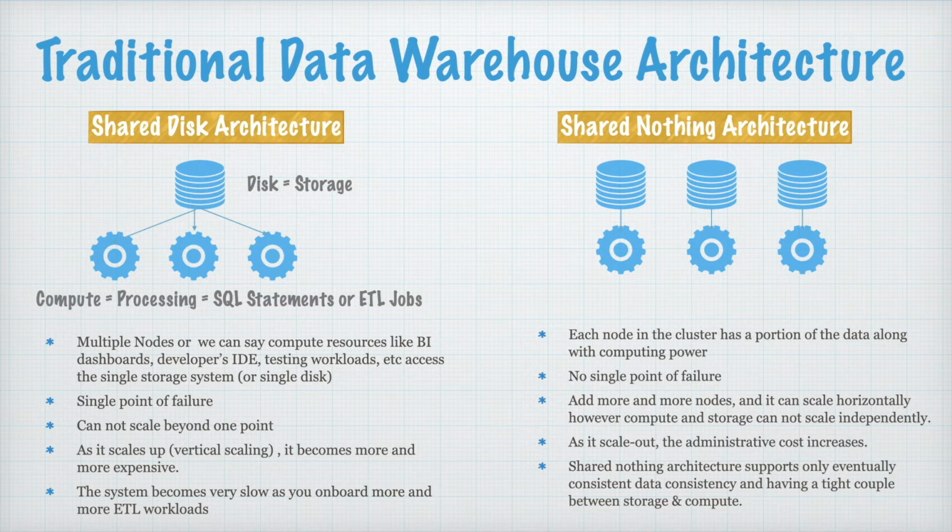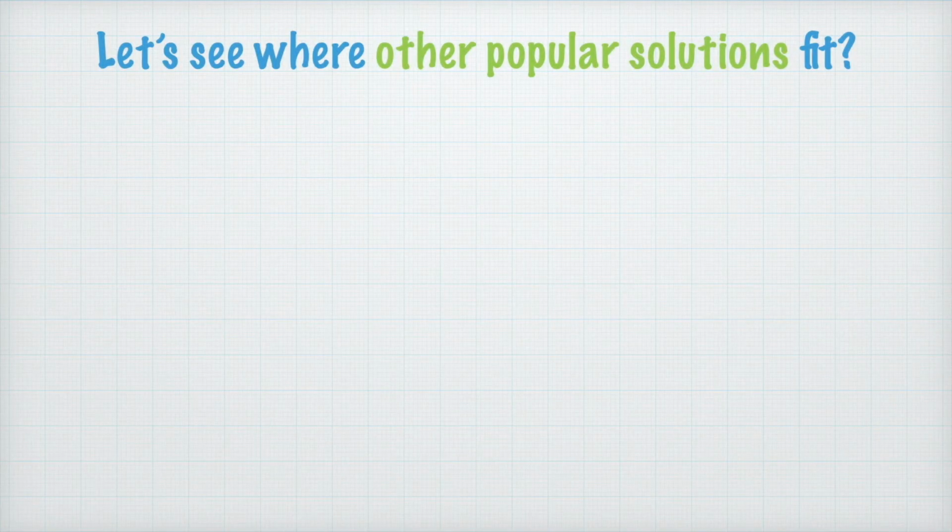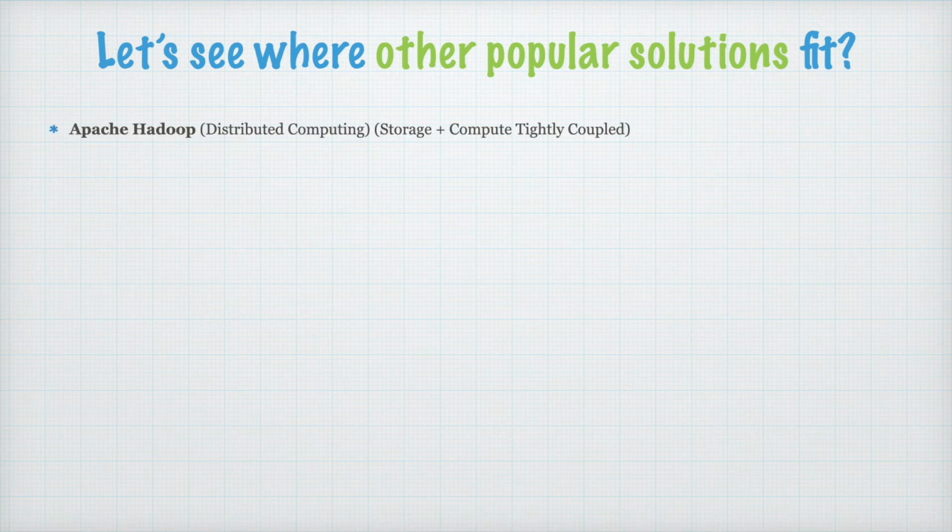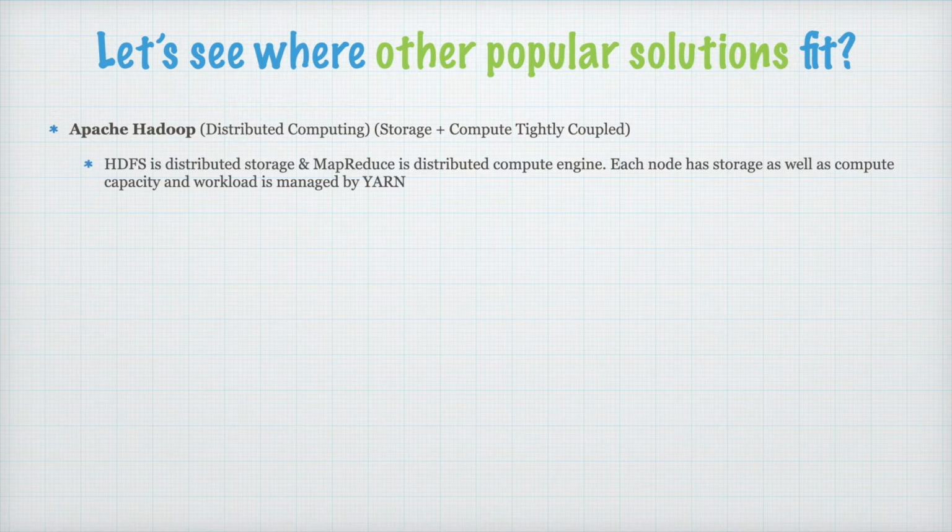So these are the two popular architectures we have seen. Let's see where other popular solutions fit. When we talk about Apache Hadoop, which is a distributed computing, storage, and compute engine, we have a problem here: the storage and the compute are tightly coupled. HDFS is a distributed storage and MapReduce is a distributed compute engine. Each node has storage as well as compute capacity, and the workload is managed by YARN.